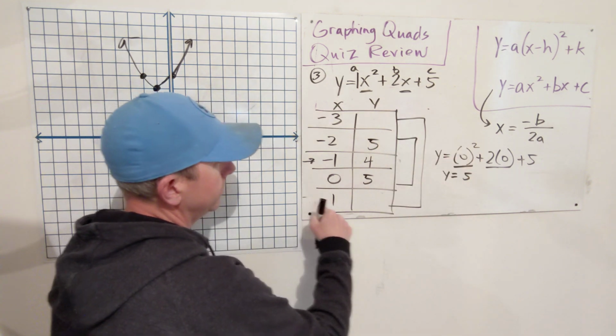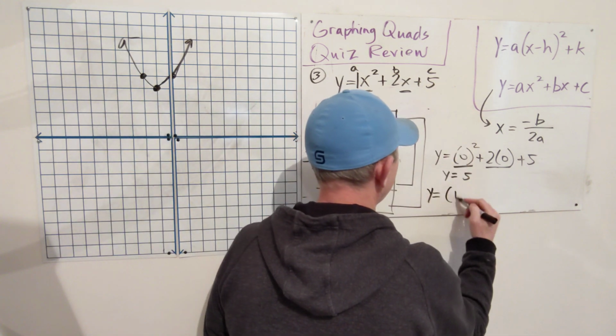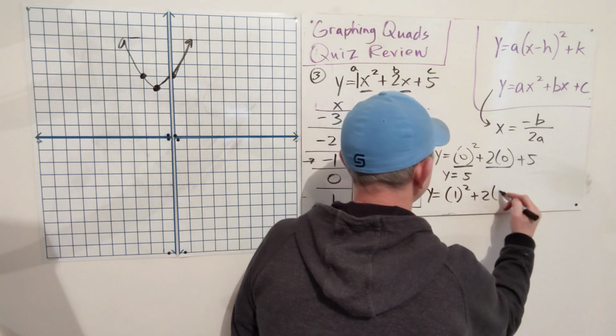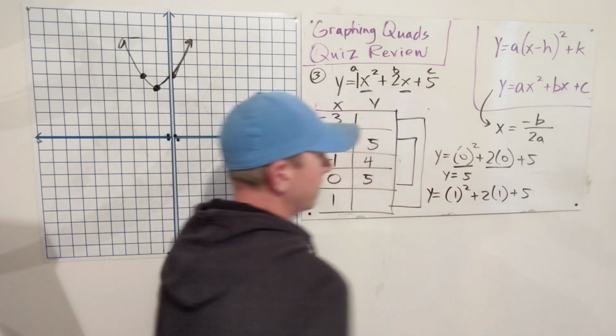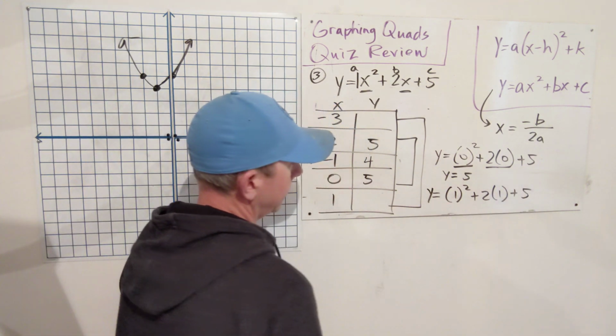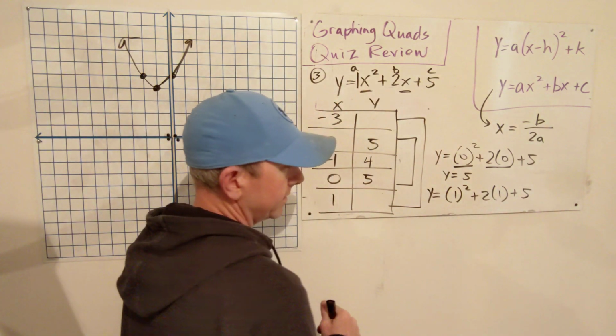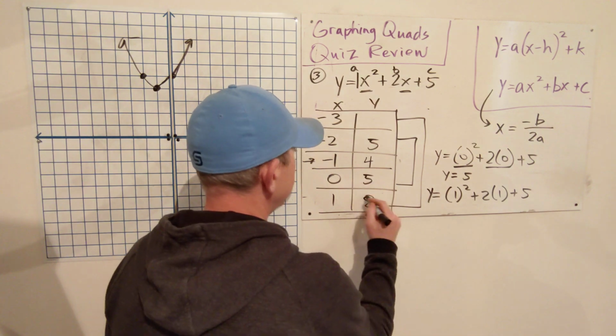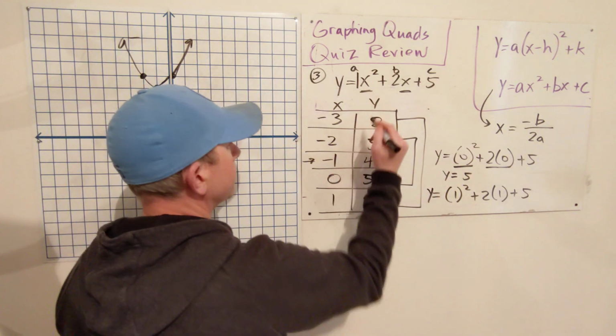So now we just need to do, I'm going to do y equals 1 squared plus 2 times 1 plus 5. And again, you can just use your calculator for this. We multiply all that out. Like I said, use your calculator. We should get 8. So if that one's 8, then this one will be 8.